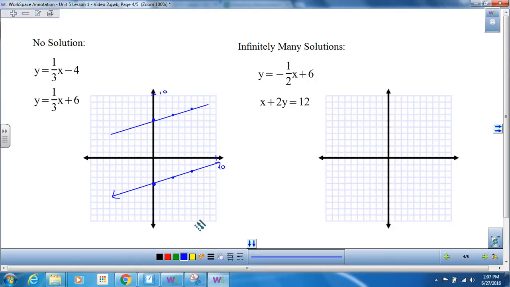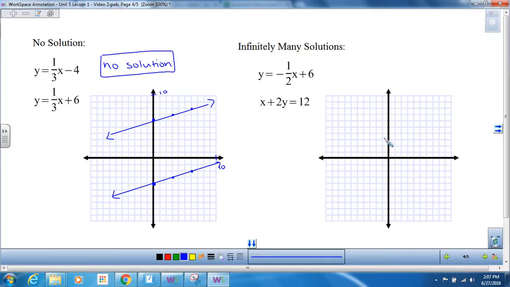Okay, so parallel lines never intersect. So if they never intersect, then they don't have that point of intersection, which is their solution. So this one, we would just write no solution. So instead of an ordered pair, we'd write no solution.